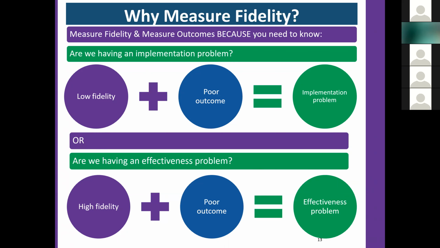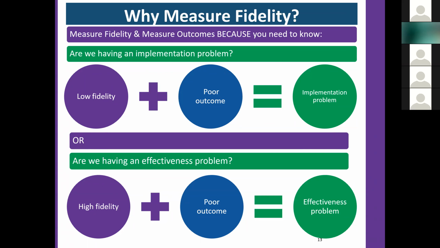Because if you're having low fidelity and poor outcomes, you probably have an implementation problem. You need to regroup, take that step back, and go back to the practice in the way you were doing it before. You need to be super conscious about that and move forward with it.